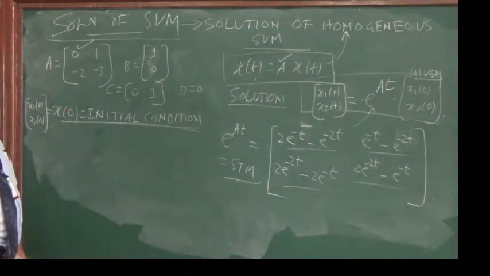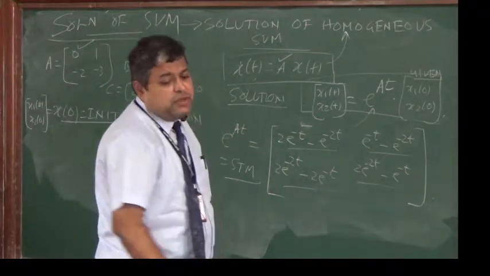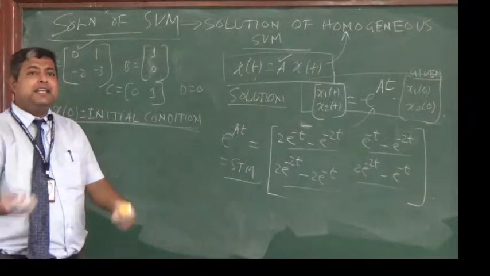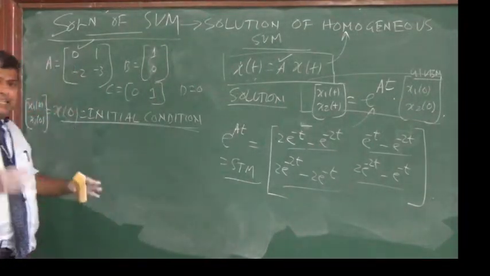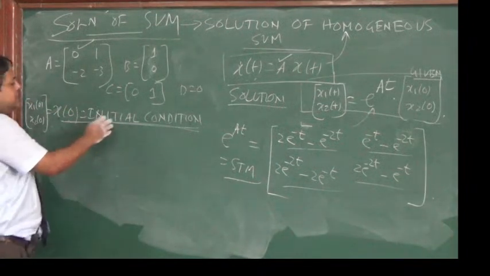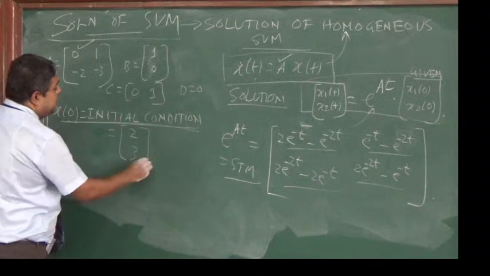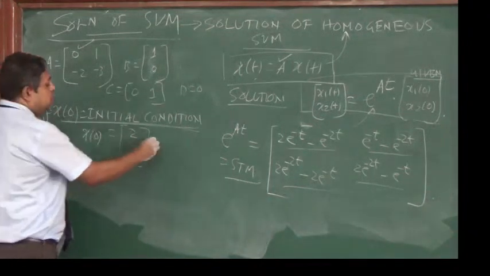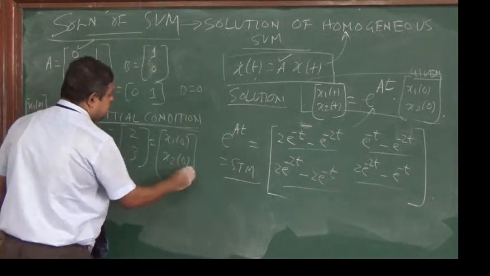And what is the initial condition? We can take the initial condition the way we want. You can take the initial condition as 0, 0, or 1, 0, 1, 1, 2, 5, 7, 3, anything. You can assume it just for the sake of assumption. So what is the initial condition? Let us take the initial condition as 2 and 3. So x0 is equal to 2 and 3, that is x1(0) and x2(0), like this.